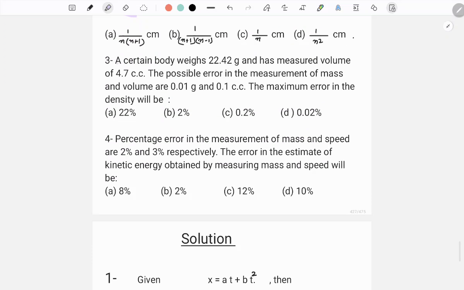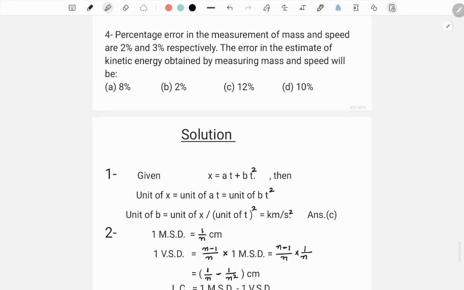Question number 3. A certain body weighs 22.42 gram and has measured volume of 4.7 cc. The possible error in measurement of the mass and volume are 0.01 gram and 0.1 cc. The maximum error in the density will be.